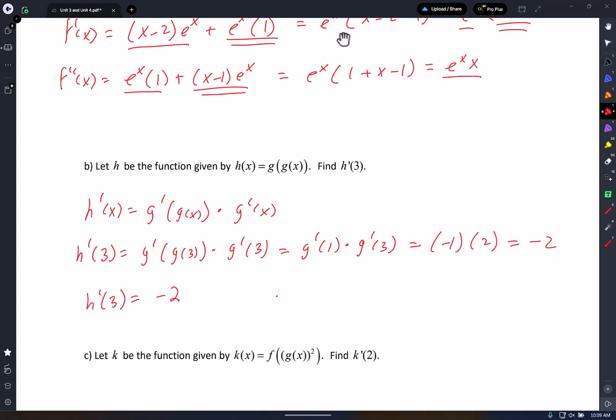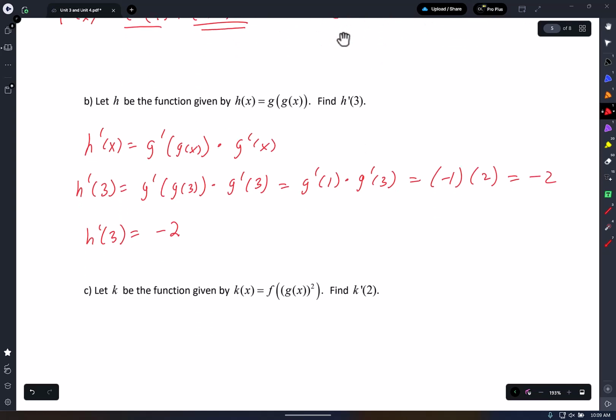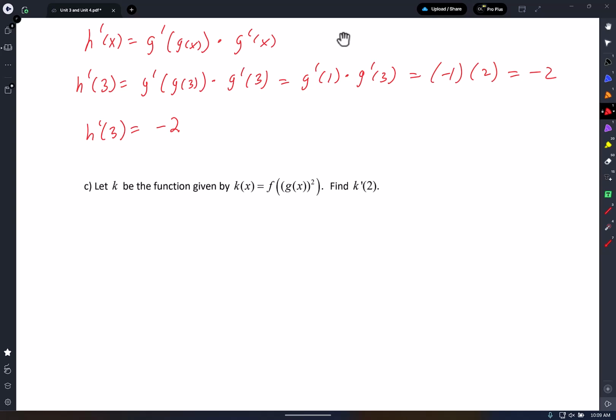Let me check how calibrated. It's a little off. That's fine. It's a little off, like maybe a millimeter. Well, yeah, probably about a millimeter off.